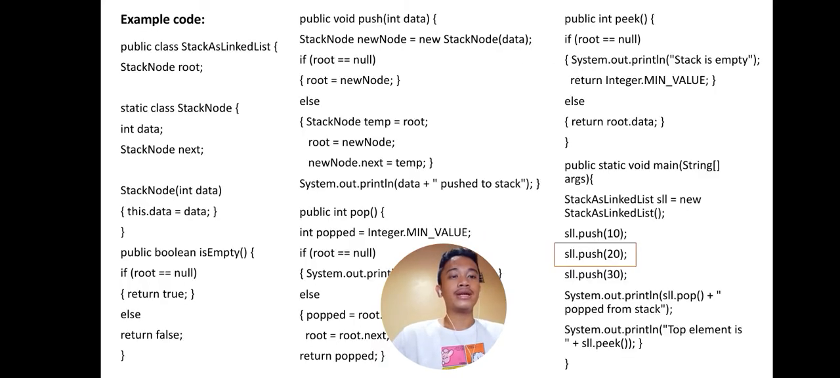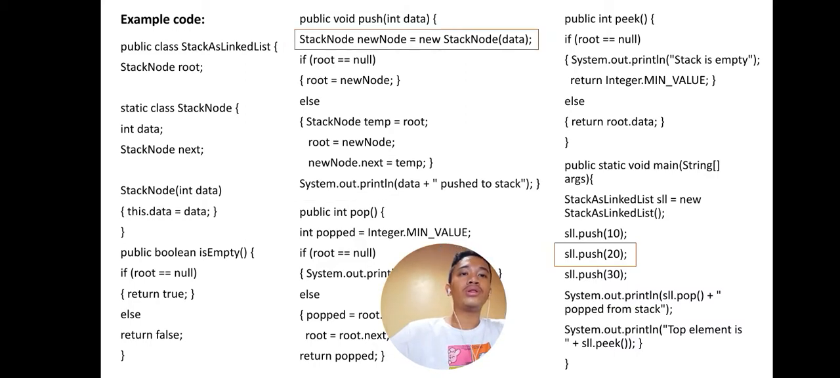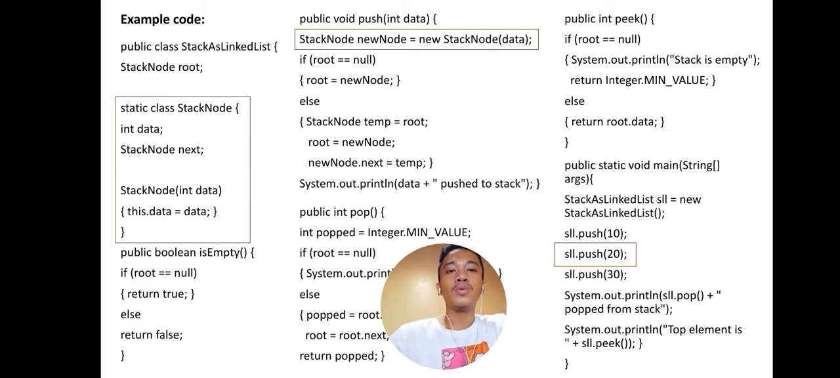Next code, we have SLL.push with a parameter value of 20. Once again, it will call the stack as linked list SLL and we access the public void push method. And again, it will read the code, the object creation, and this group of code will be triggered.